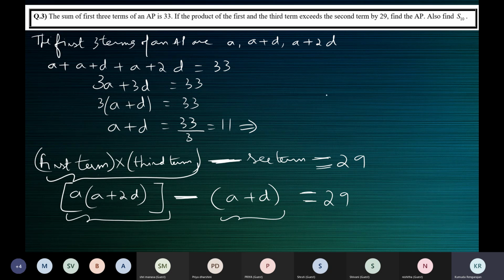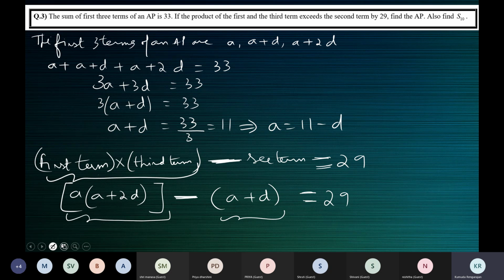Go back to the first equation and write A is equal to 11 minus D, or D is equal to 11 minus A, and substitute that in the second equation. See, children, we didn't know earlier, so we realize it only now. A into A is A squared. So immediately you should understand that this can be solved only by the substitution method. For that, go back to that linear equation. Write A is equal to 11 minus D.